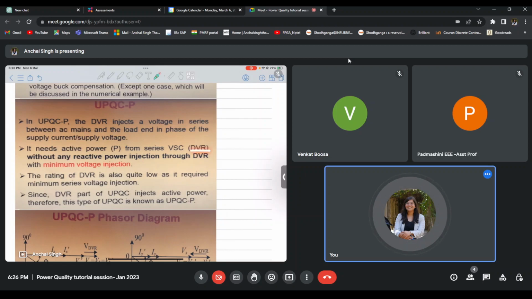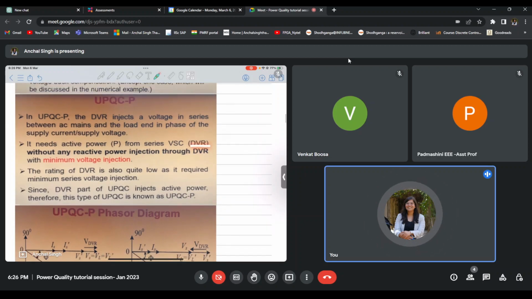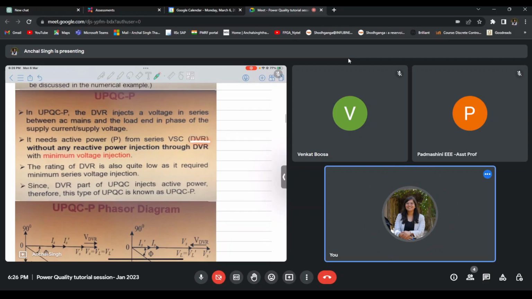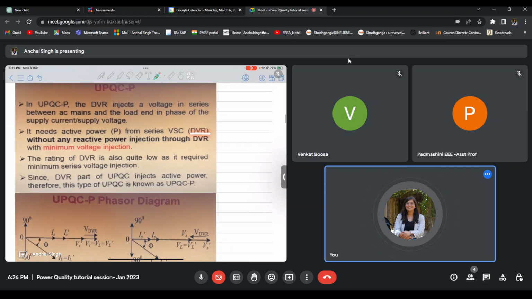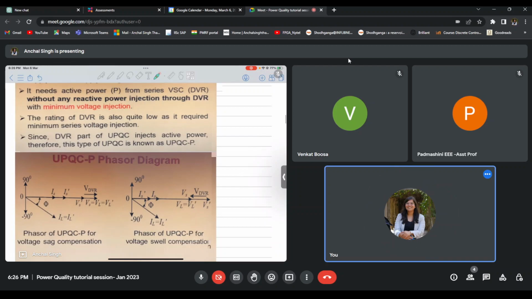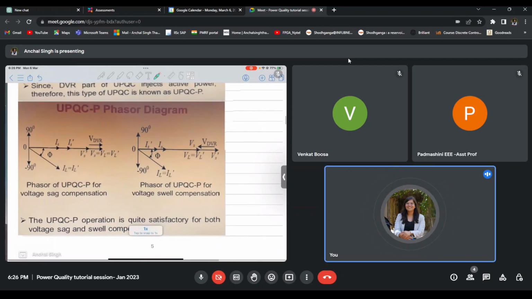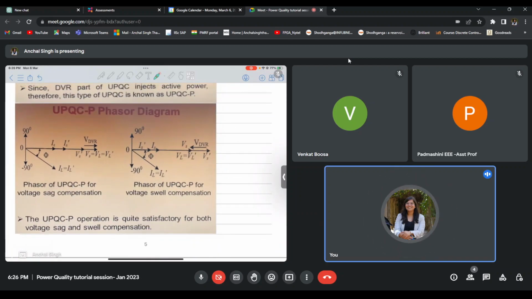So since it is injecting active power, we have to think about maintaining minimum voltage injection across it. So in this UPQC-P, the rating of the DVR is quite low because we are working on minimum voltage injection. If you look at the phasor diagram of UPQC-P, since it can inject only active power, that means it can inject only power in phase with the source voltage. So it could either be in phase or in opposite phase. These are the only two possibilities with UPQC-P.